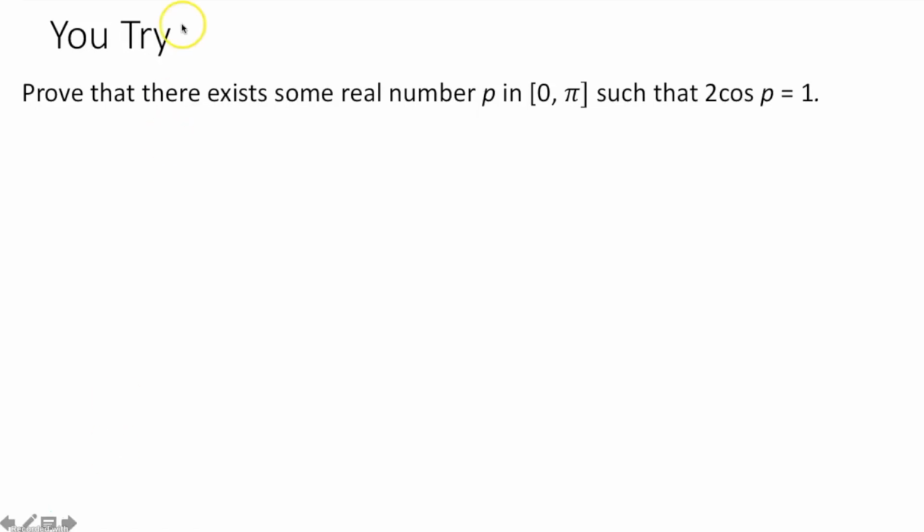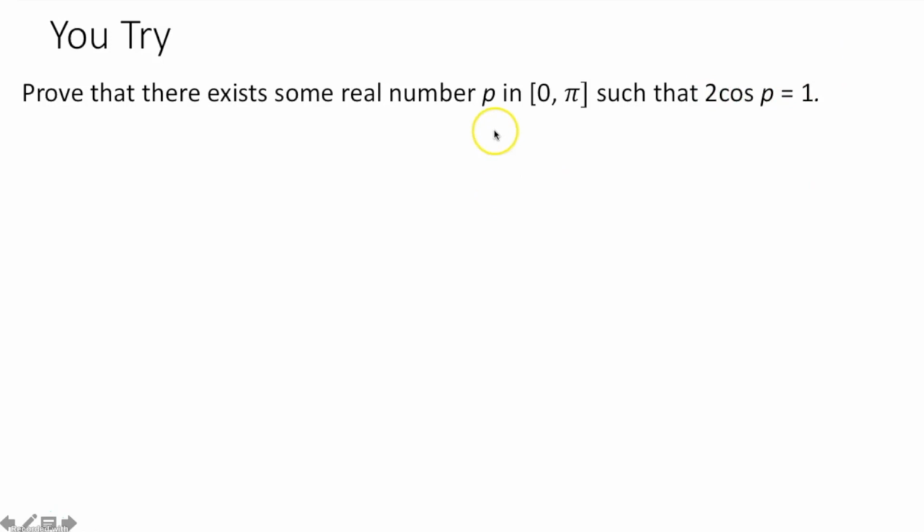Okay, so this says prove there exists some real number p in the closed interval from 0 to pi such that 2 cosine of p is equal to 1. Now this might look a little different, but it's the same as the previous example. Instead of c, we're using p. Our closed interval is from 0 to pi. Our function is 2 cosine of p, and our f of c value is 1.